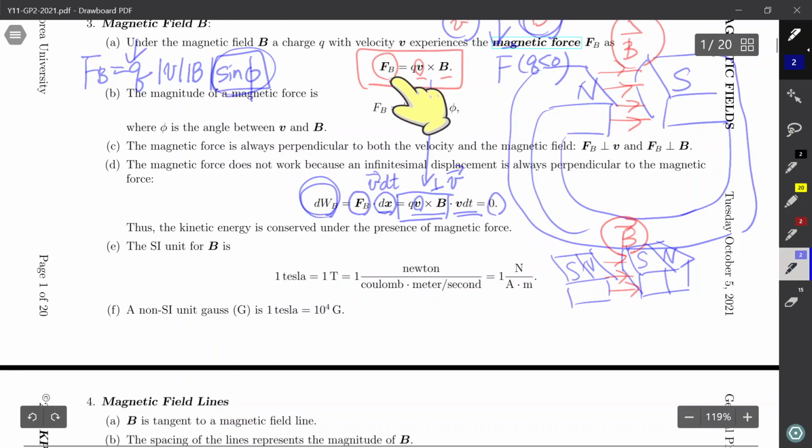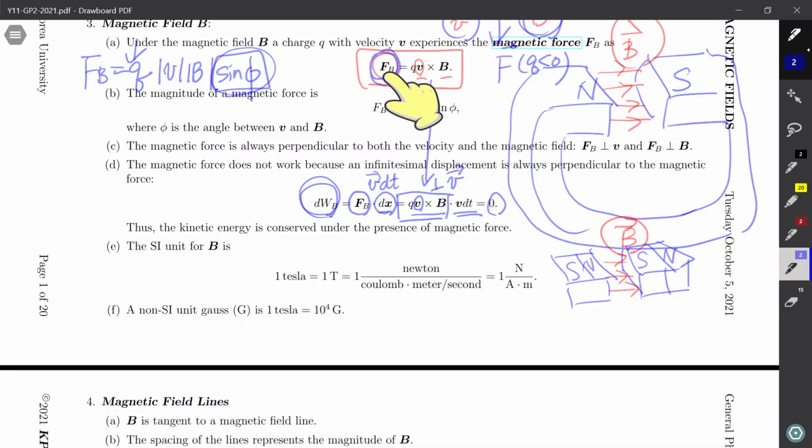But this is a force, so it does change the direction of the particle's motion. However, it does not change the speed. Even though the velocity changes, the magnitude of the velocity, that is the speed, is invariant under the magnetic field.